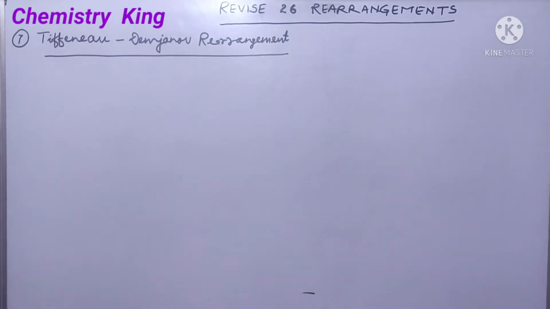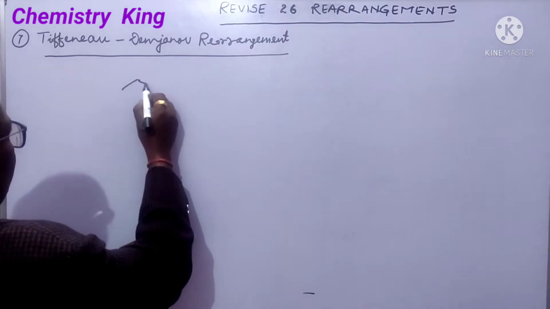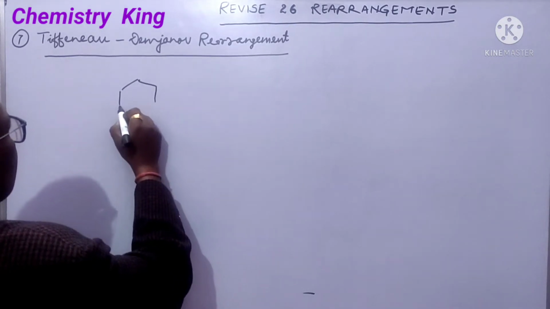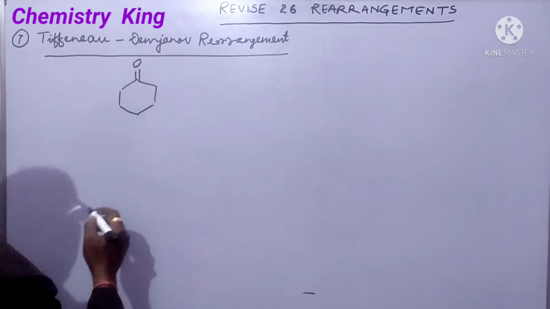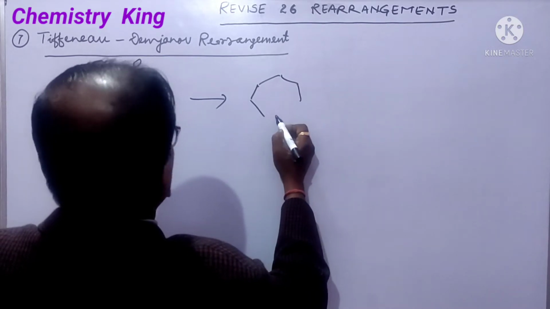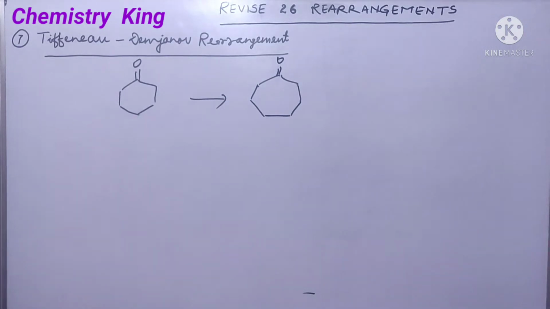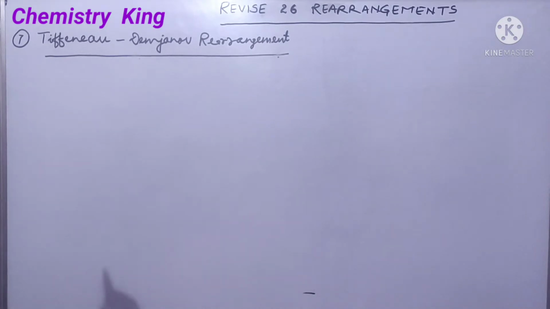Number 7. Tiffeneau-Demjanov rearrangement. Actually, it is the extension of Demjanov rearrangement. Here, it is cyclohexanone and it is cycloheptanone. Conversion of cyclohexanone into cycloheptanone can be carried out by Tiffeneau-Demjanov. It is cyclohexanone.